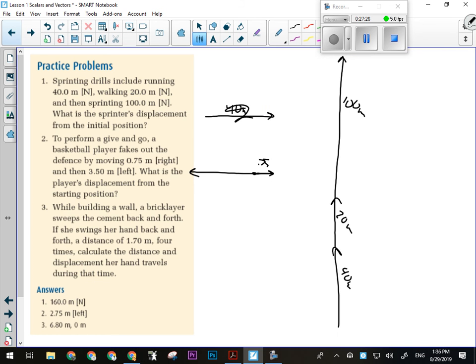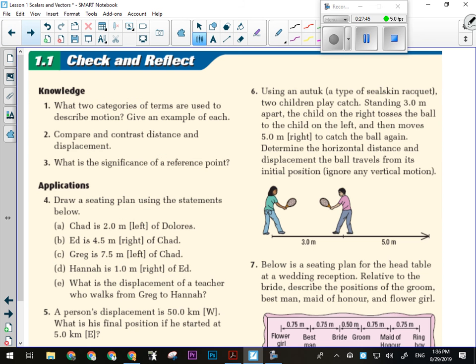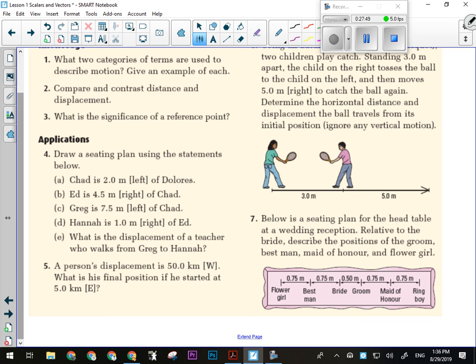Well, if I go back to this question about the give and go, a reference point is pretty important because I need to know where I started so I know where to measure where I ended up from. It gives me an idea, kind of an initial position. That initial position helps me with my final position to get the displacement involved. Okay, I want you guys to try number 4. I want you to try and draw this seating plan.